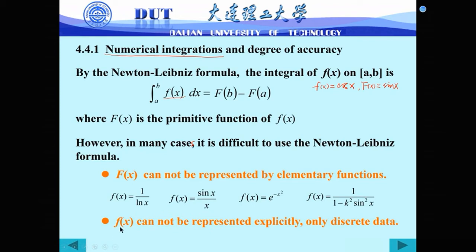Or maybe more difficult, f(x) cannot be represented explicitly. We only know some discrete data. For example, we just know some discrete points of a function. Suppose here we have a curve, a function f(x), but we don't know its formula. We also want to approximate the integral. Integral means the area. So, numerical integrations.